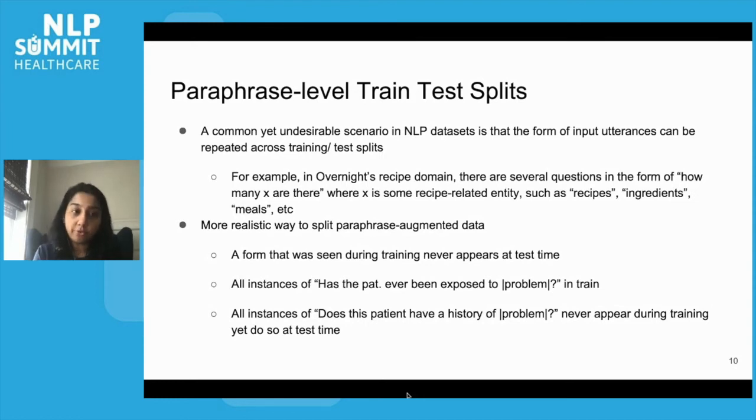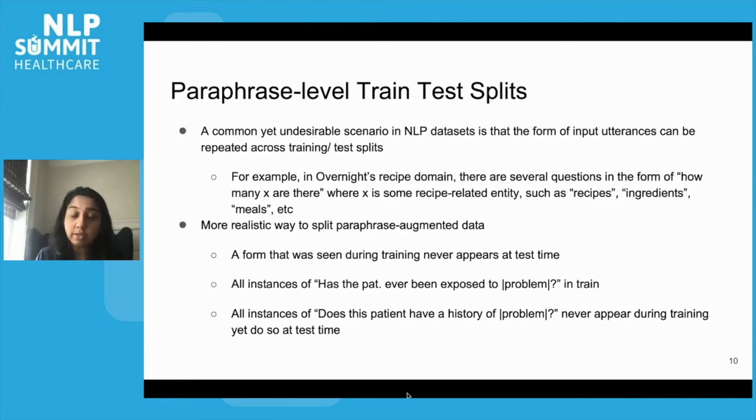So what happens often in NLP datasets in general is that the same form of the input can also be seen across test data. For instance, take the dataset overnight, which is a semantic parsing dataset. They have a domain called the recipe domain. And if you look at the questions there, there could be something like how many X are there, where X would be a certain entity. Now, if train has how many ingredients are there, your test could have how many meals are there. So just the entity replaced form could occur across train and test, making it rather easy for the model to learn that form and or memorize that form and perform well at test time.